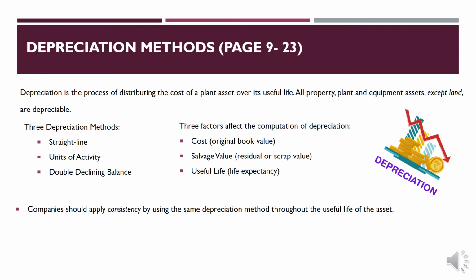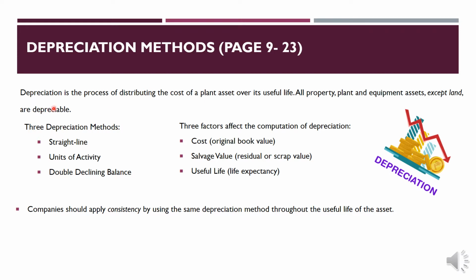So after the company purchases its plant asset, it starts to use it, and as it is using the plant asset, this plant asset starts to depreciate. That's why the company usually needs to calculate the depreciation of the plant asset. The explanation can be found from page 9 to page 23 in your books.